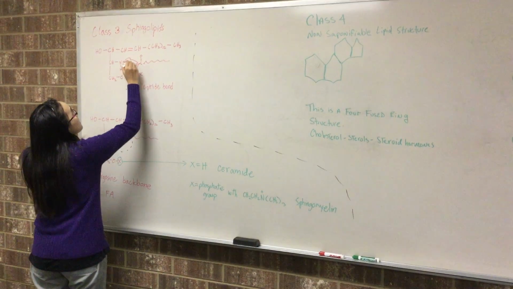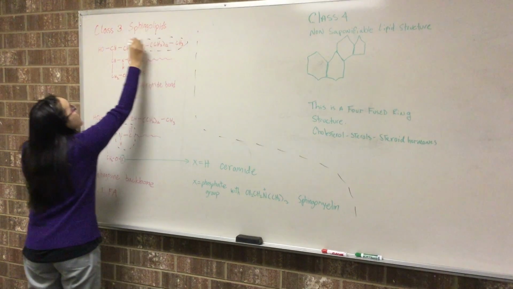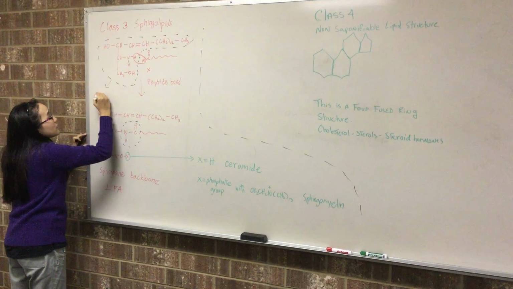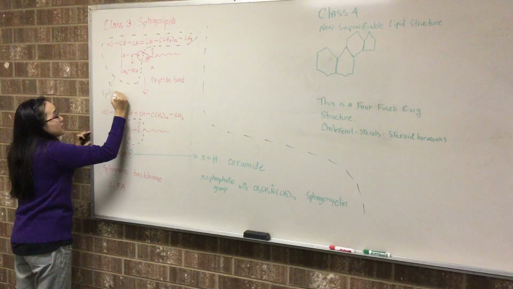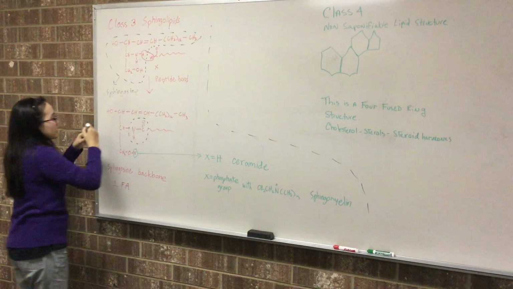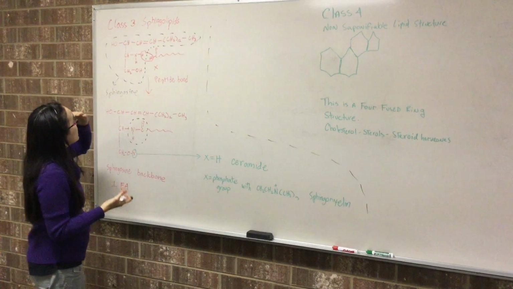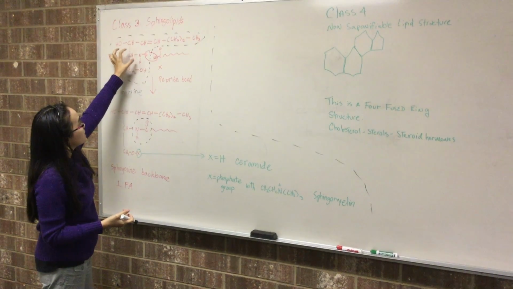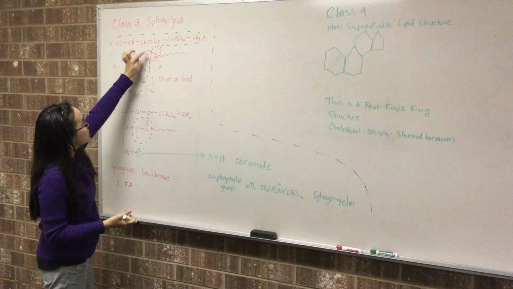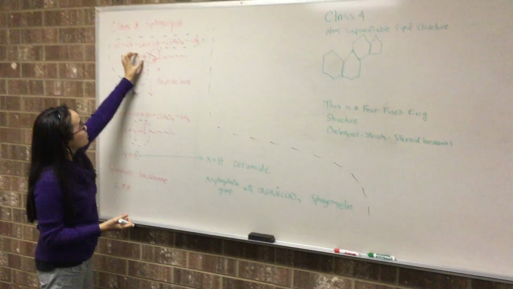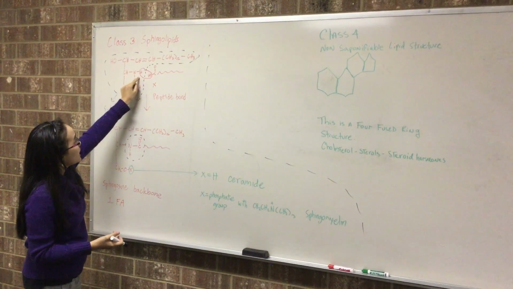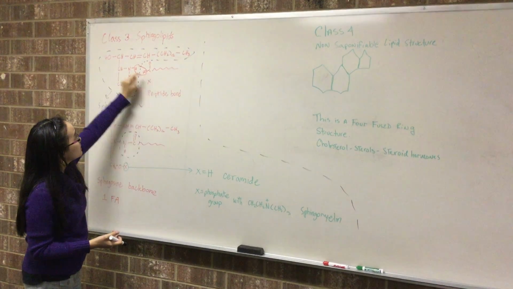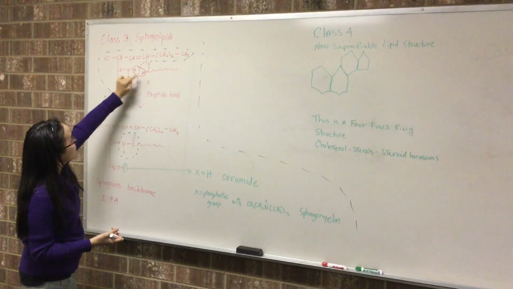This entire thing right here is the sphingosine. So that entire thing is the sphingosine. On the second carbon, this second carbon is attached to an amino group, NH2. This amino group will form a peptide bond with a fatty acid right here. The peptide bond is right there.